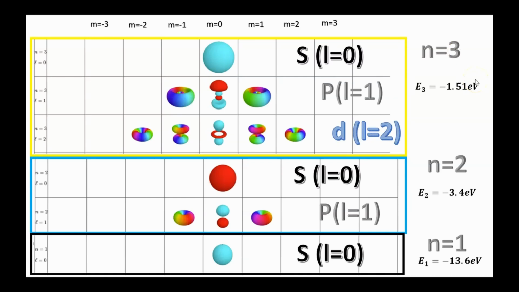The principal quantum number n indicates the energy level. For example, n equals 1 corresponds to this energy, n equals 2 corresponds to this energy, and n equals 3 corresponds to this energy. The azimuthal quantum number, L, and magnetic quantum number, M, describe the shape and orientation of the orbitals, respectively. L equals 0 is given the name S, L equals 1 is given the name P, L equals 2 is given the name D. The energy decreases with n, and the visual representation shows the different possible shapes of these orbitals.